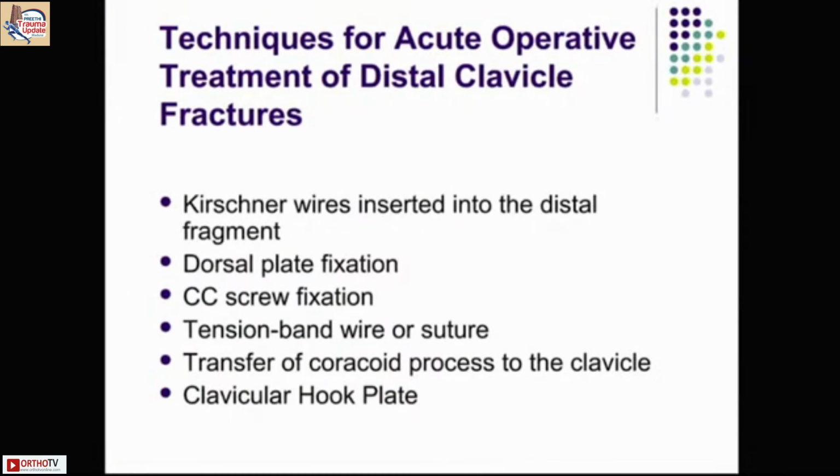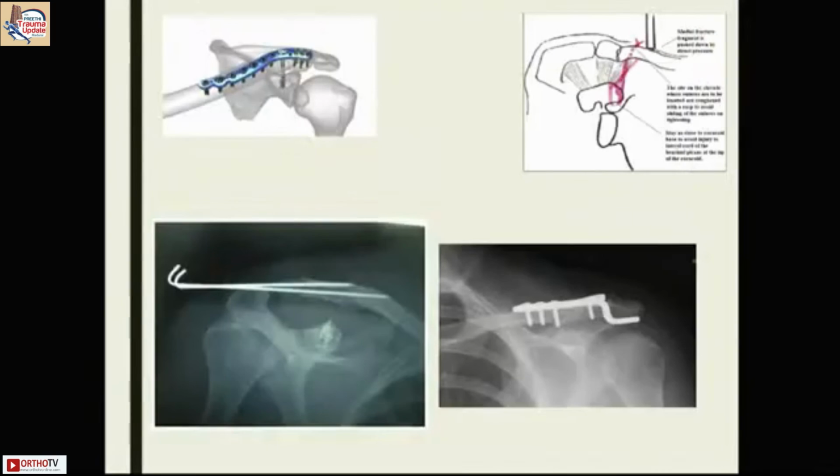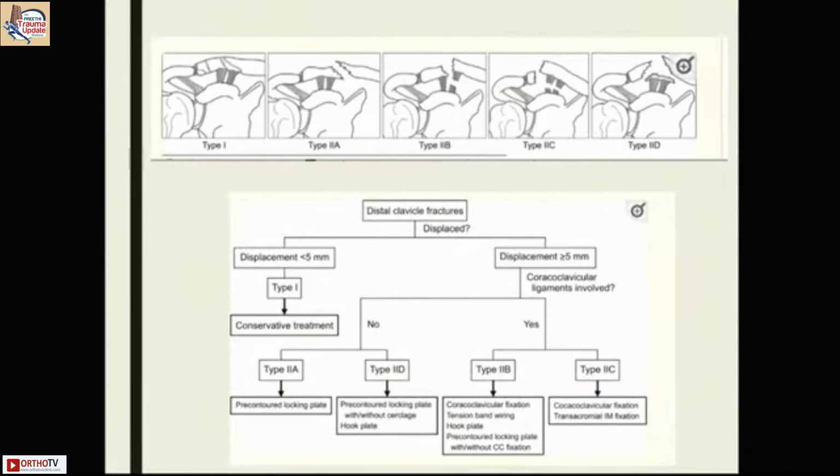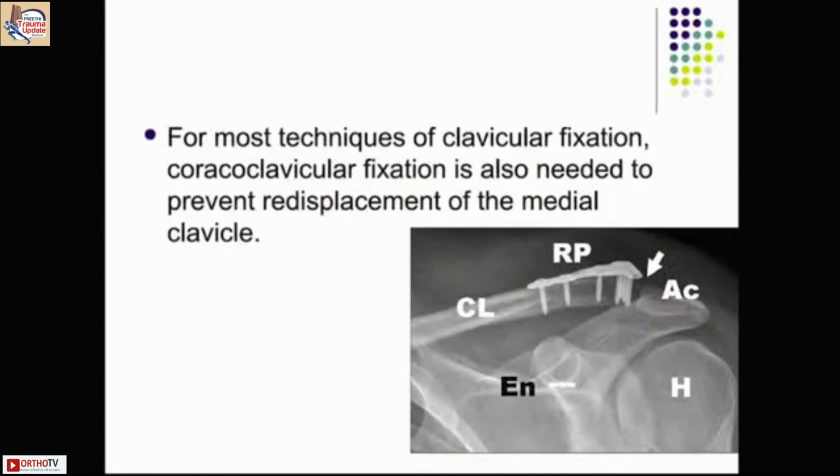So coming to the distal third, various methods like K-wires, plate fixation, and coracoclavicular fixation are all available. And as I said, you should always look for a coracoclavicular ligamentous injury. If there is a coracoclavicular ligamentous injury, then always go for an endobutton along with the plate fixation. Here, I didn't do this. This is from one of my friends. They have done a plate fixation along with the endobutton.